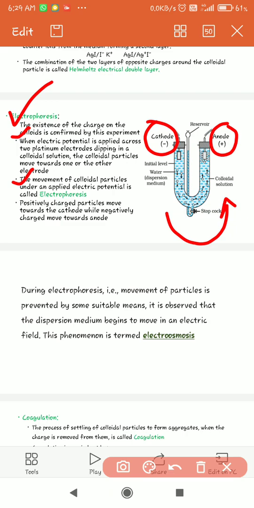In the next session we are going to see what is electroosmosis, what is coagulation, and what is meant by emulsions, their properties and so on.